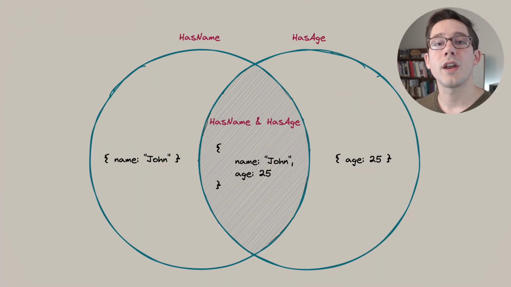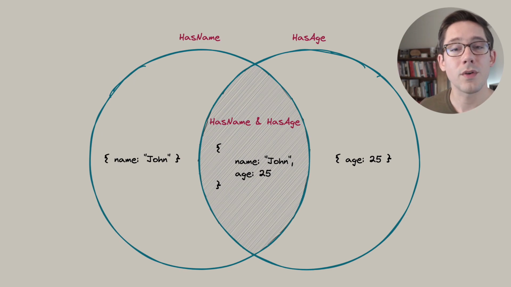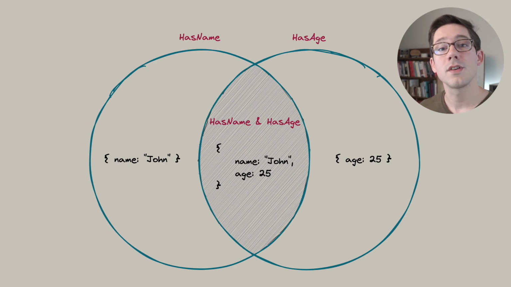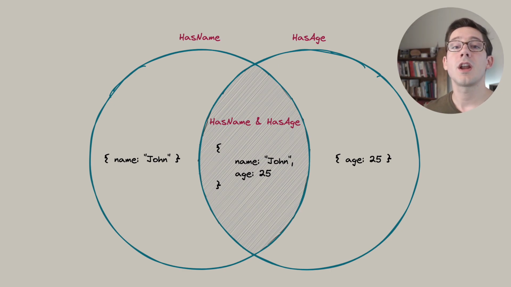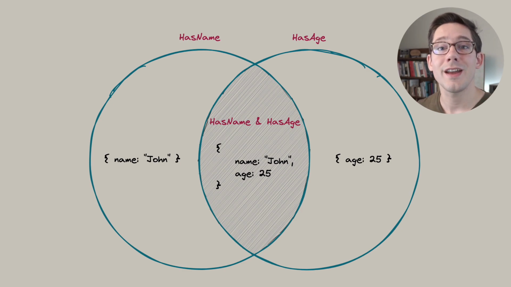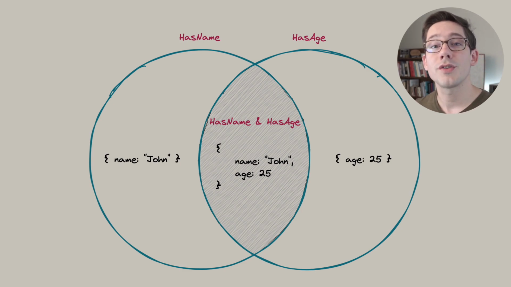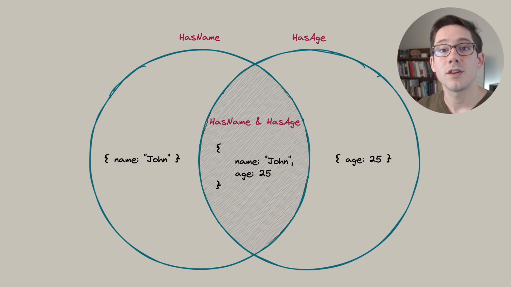Now let's look at a similar image for intersections. Again, we have hasName and hasAge. Both of them can accept two of these values, but notice that there's only one value in hasName and hasAge. It's not about the number of fields, it's actually about the number of values that could be assigned to this. And it's a much smaller set. An intersection gives you a smaller set of values that can be assigned to our new type.